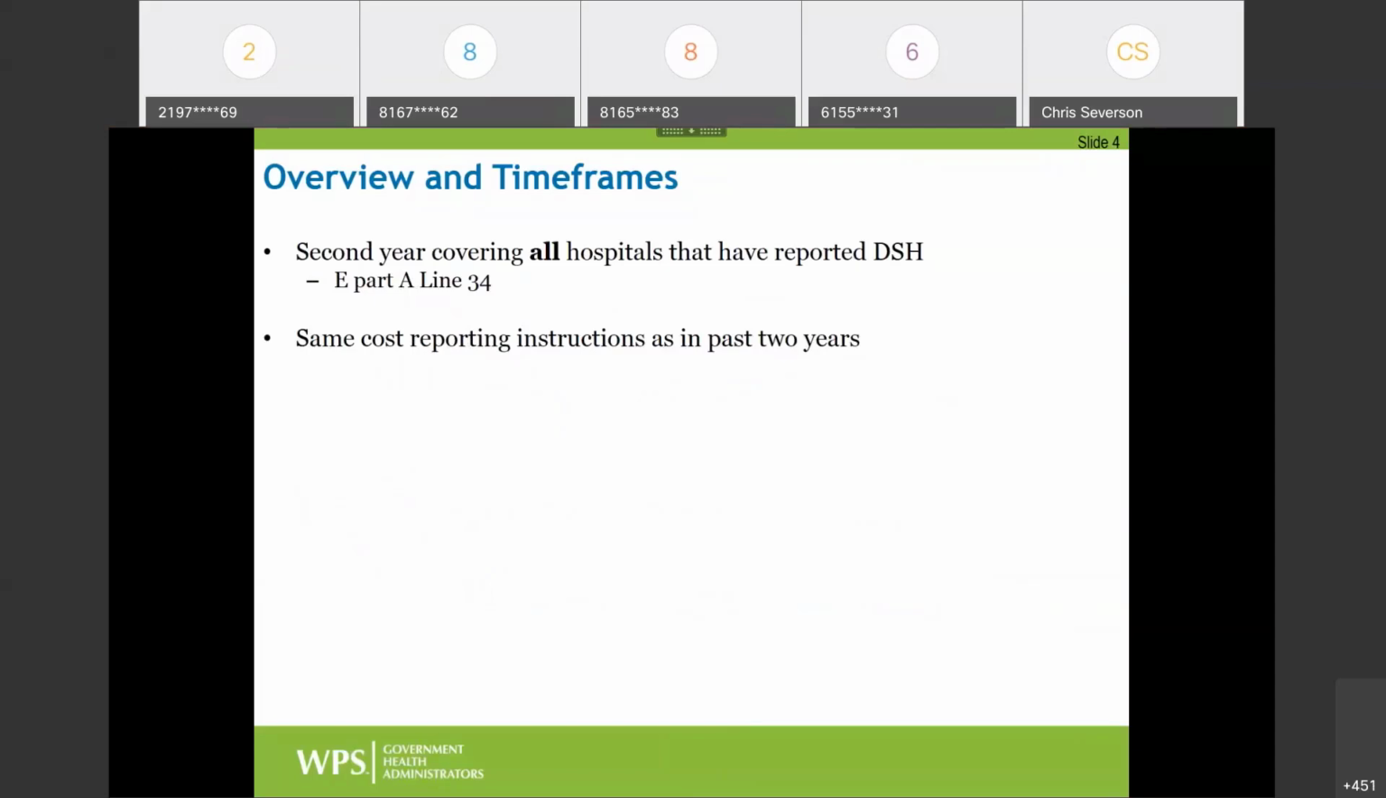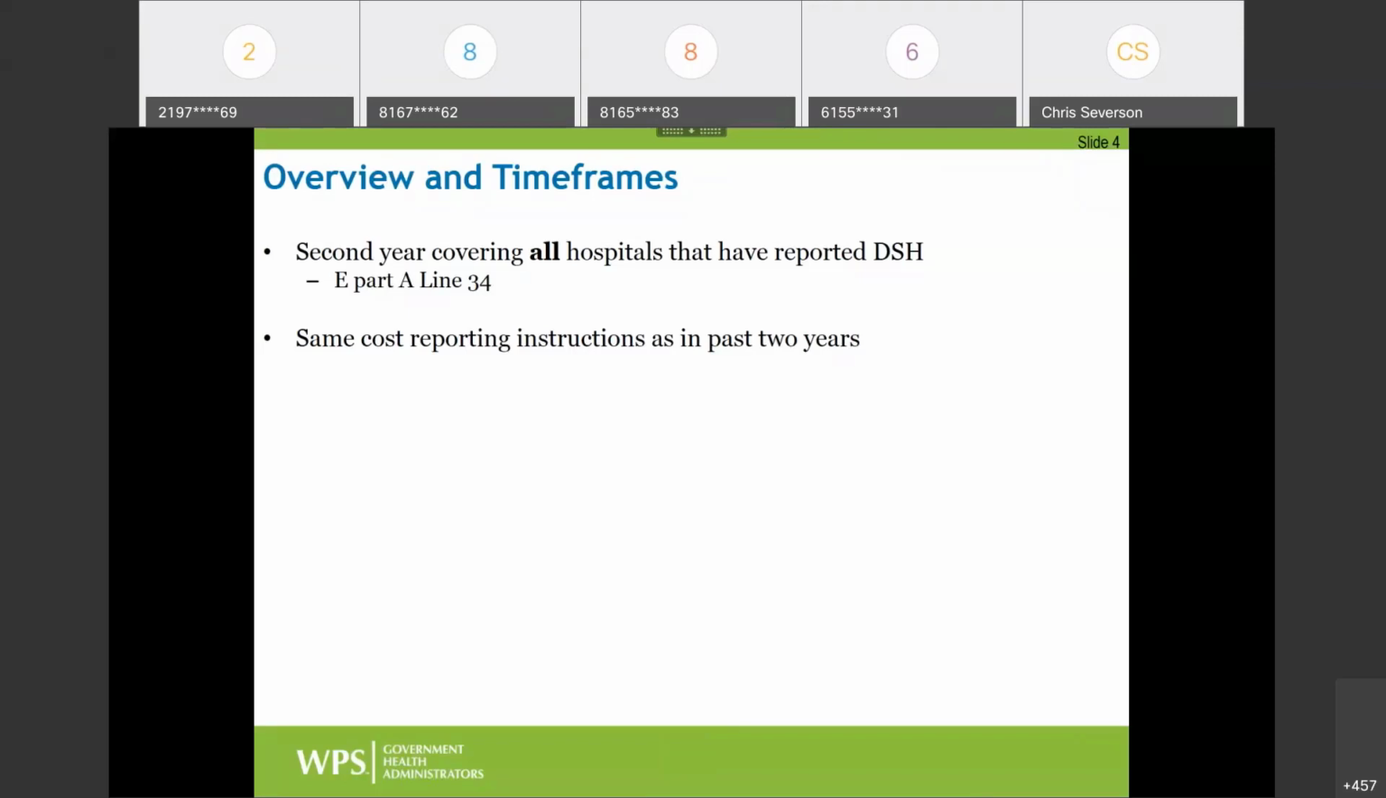So continuing with the overview, this is the second year of S-10 audits that have included 100% of the hospitals that have reported DISH, and that's on E-Part A, line 34 of the hospital cost report. Now, for a few years prior to that, there were just samples of providers selected based on risk assessment, but now we're in the second year of 100% of hospitals. The same cost reporting instructions have applied for these past 2 years. We're a few years removed from the last changes, so that's good. We should see some consistency there.